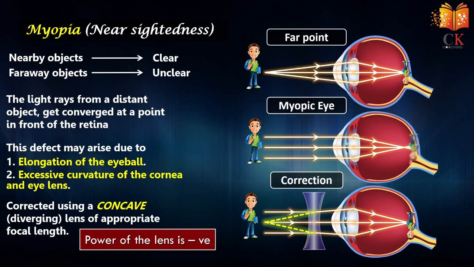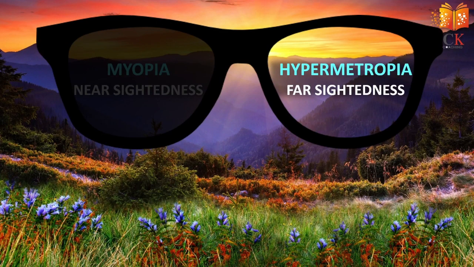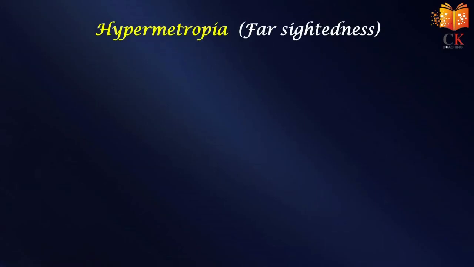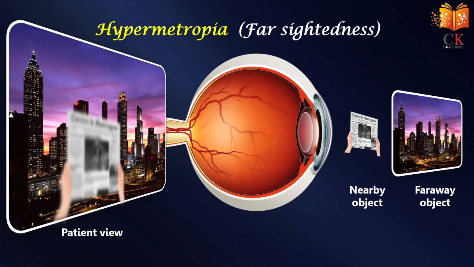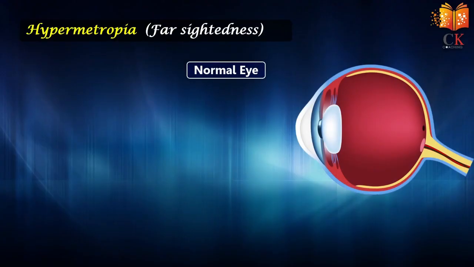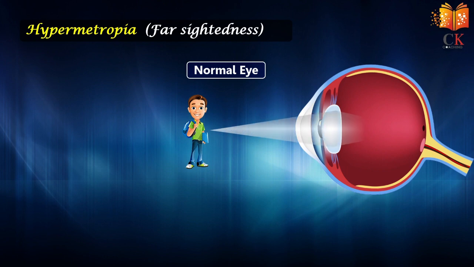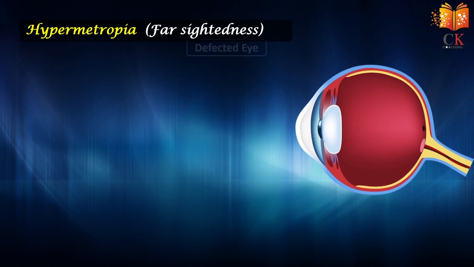Now let's understand hypermetropia, which is also known as farsightedness. In farsightedness, it will be like this, a nearby object and a far-off object, and a hypermetropic eye will see them like this. That is, the far-off object can be seen clearly, but the problem is to get a very clear visual of the nearby object. So a normal human eye will look like this. This is the nearby object. It can be seen like this.